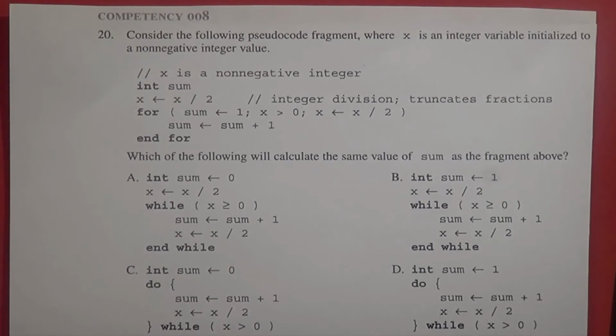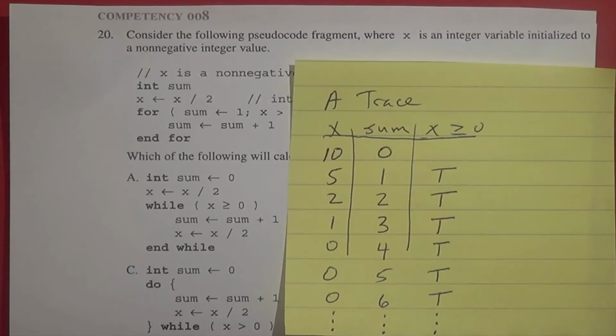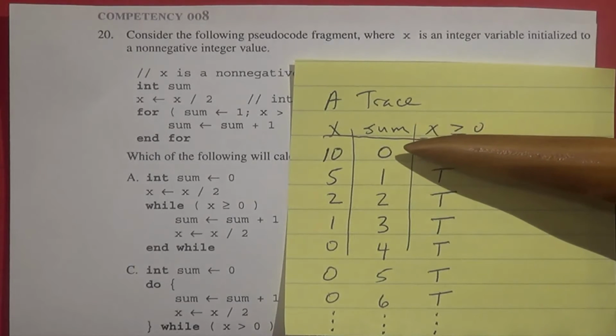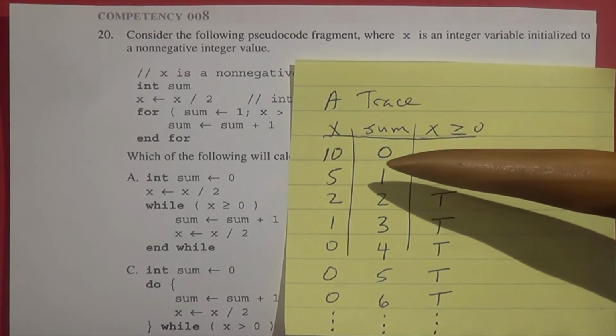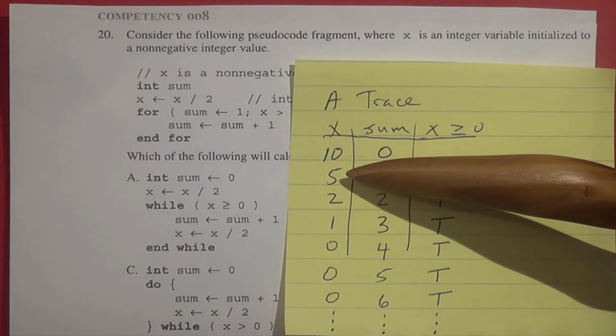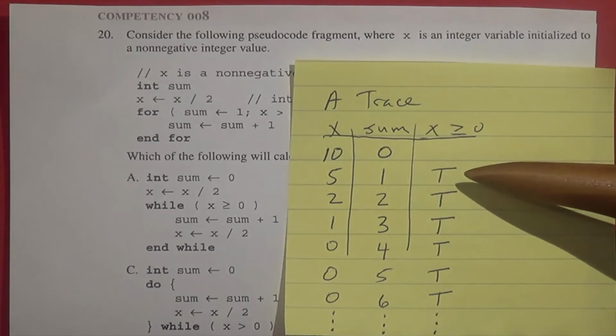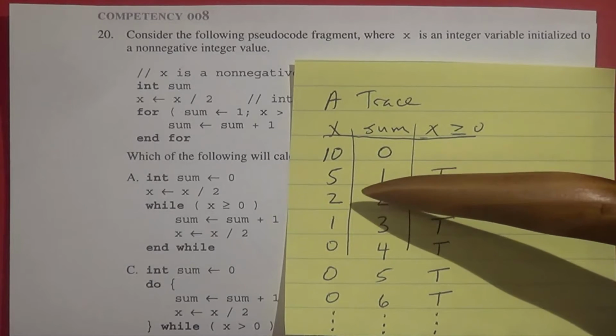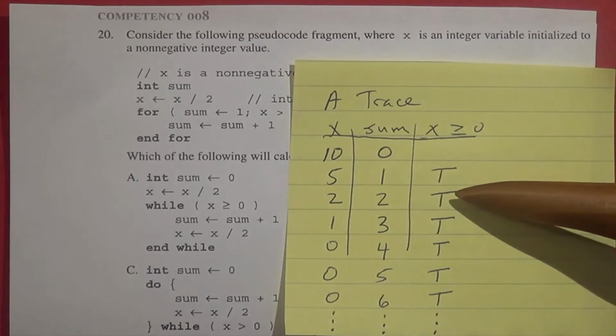So the trick now is to see which one of these, A, B, C, or D, will give us the same answer as the trace we just did. Here is the trace through for choice A. We start x at 10. Sum starts at 0. We immediately divide x by 2 to get 5. We check to make sure it's greater than 0. It is. Sum increases by 1. Divide by 2 again. Still true.